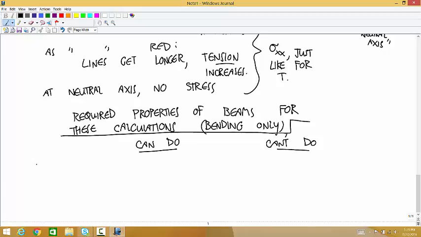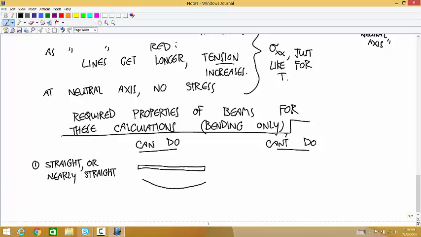So the first requirement is the beam has to be straight or close to straight, nearly straight. So we can do beams like that, and we can get pretty good approximations doing beams like that. But we can't use this for calculating stress in things with really dramatic curvature.